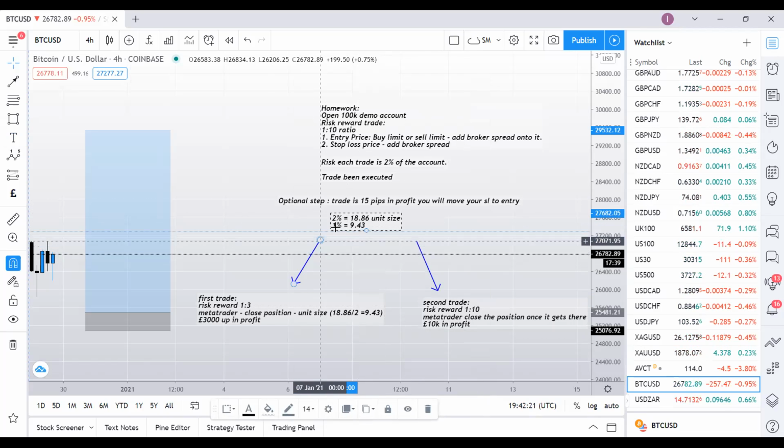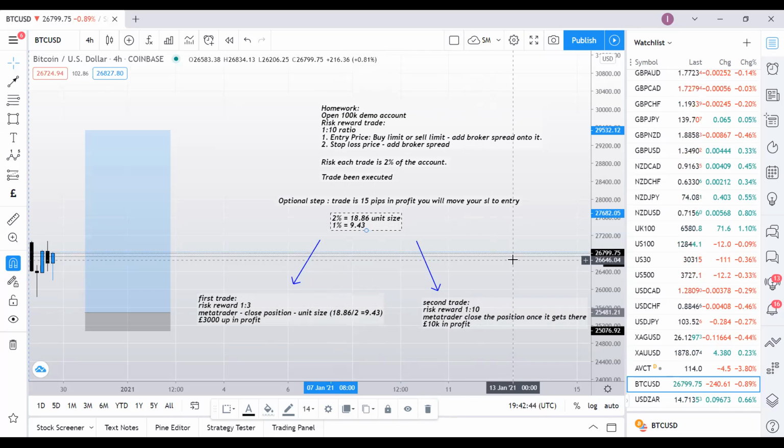We initially start with 2% risk. When it comes to 3 to 1, that is 3,000 in profit. We've halved our risk to 1%. So now we're based on this 1 to 10 ratio. Does that make sense? Does everyone get that?